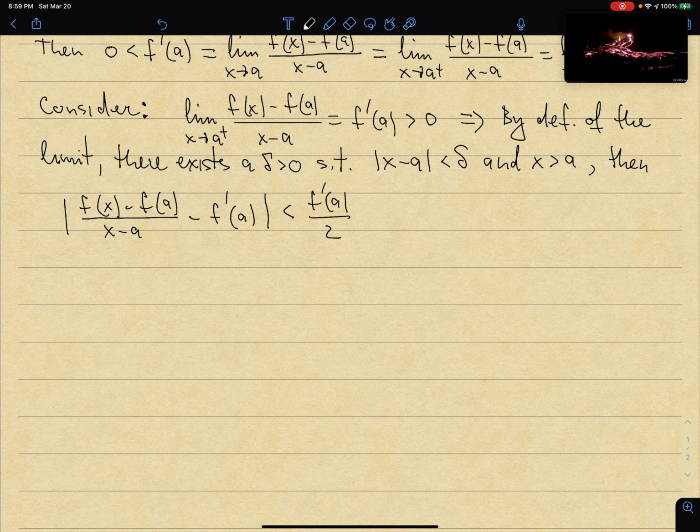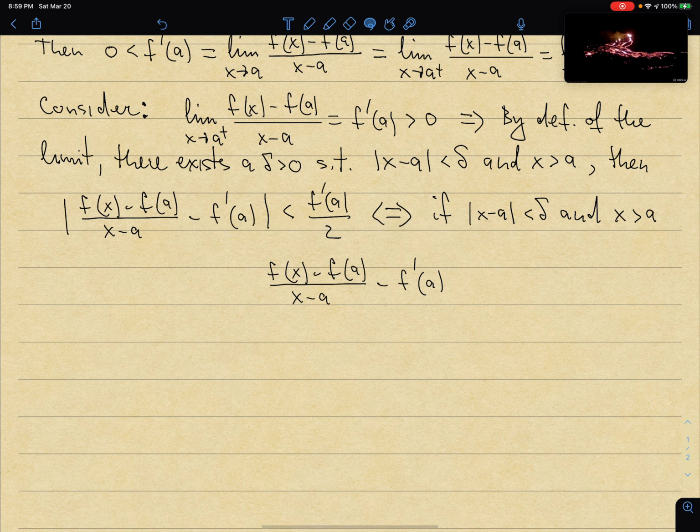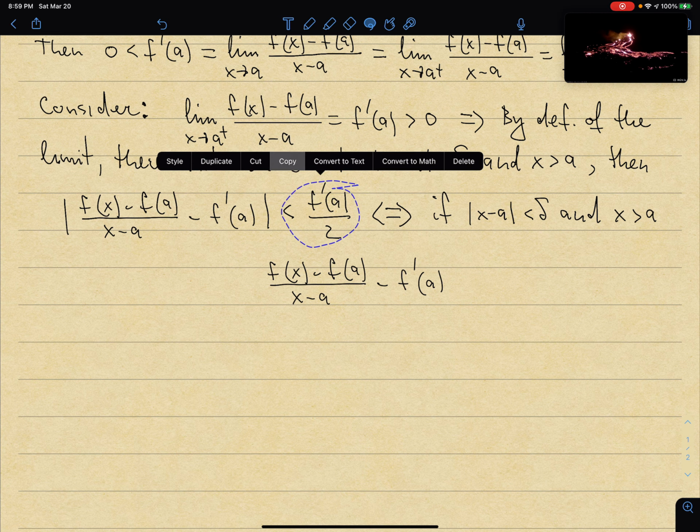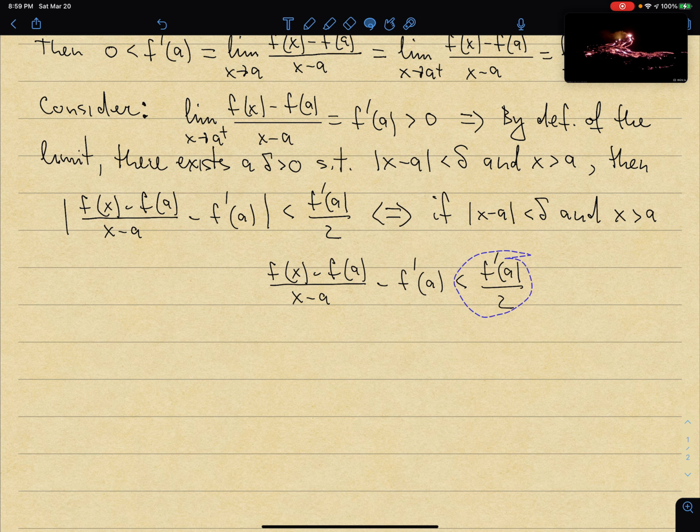All right, so this is equivalent to saying that if x minus a is less than delta and x is greater than a, I can drop the absolute value sign to rewrite this as: the difference is less than f prime of a over 2, and it is greater than minus f prime of a over 2.